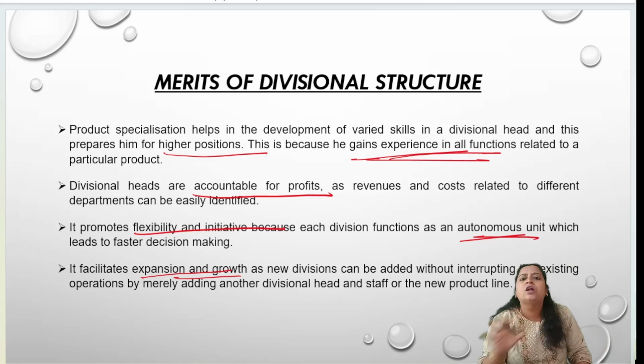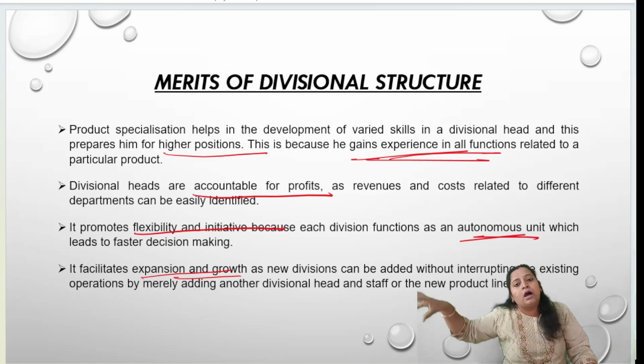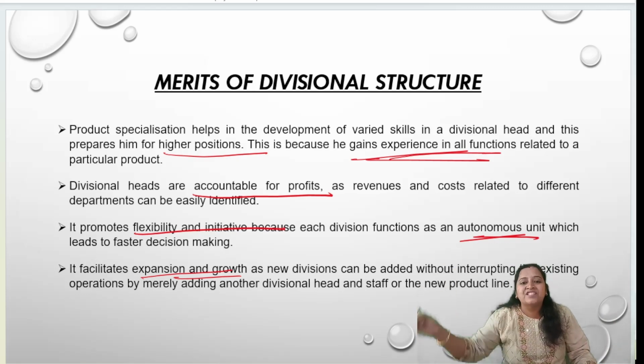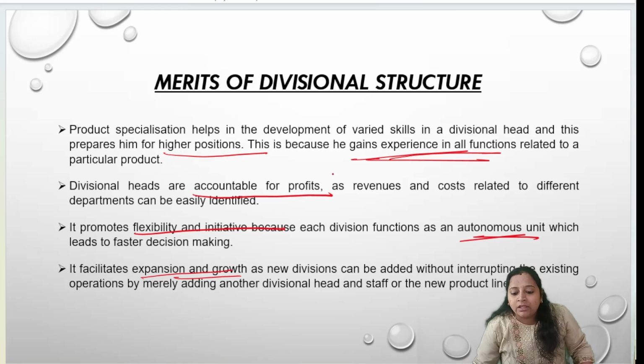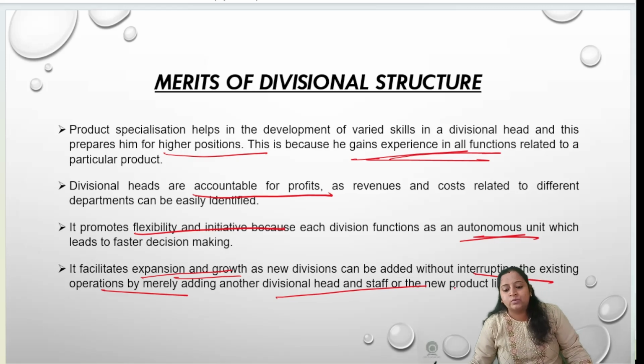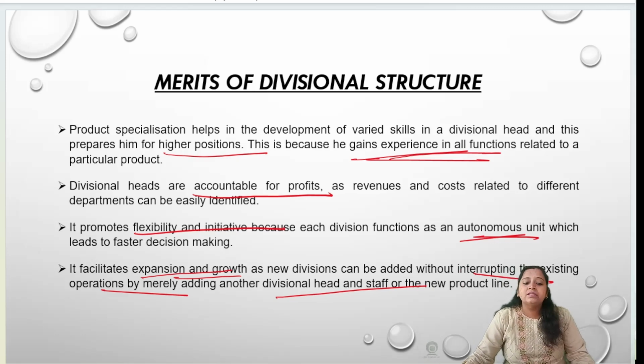Present divisions will not be interrupted. You are not supposed to take any care about the present divisions. It is much simpler. You can just have another division if you want to expand your business. Without interrupting the existing operations, without creating a problem to the existing division, you can easily add another division with a divisional head as well as the staff. Okay, these are the merits.